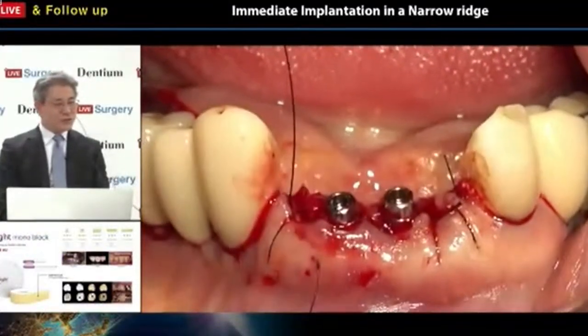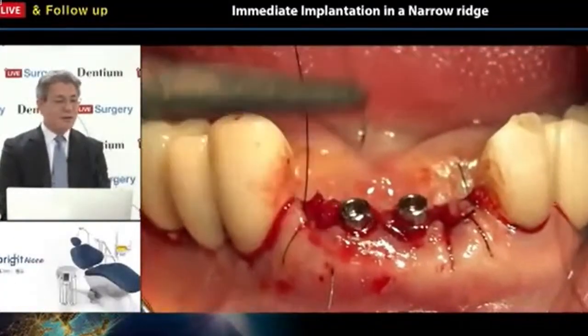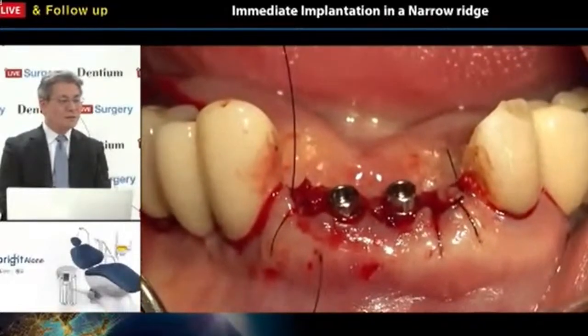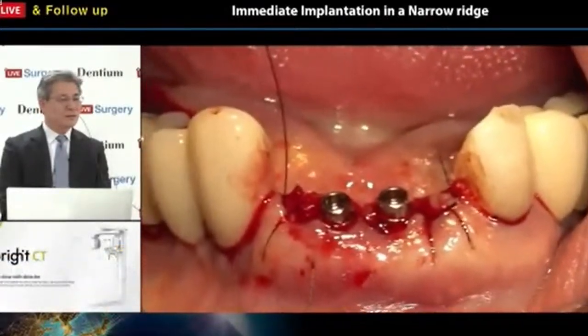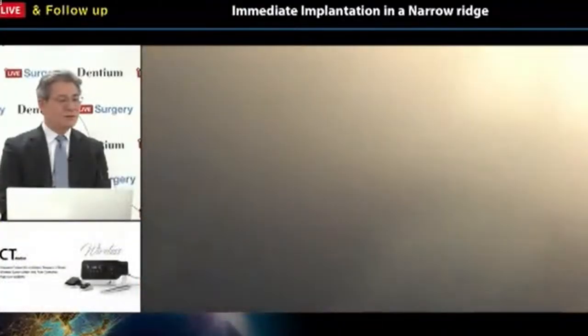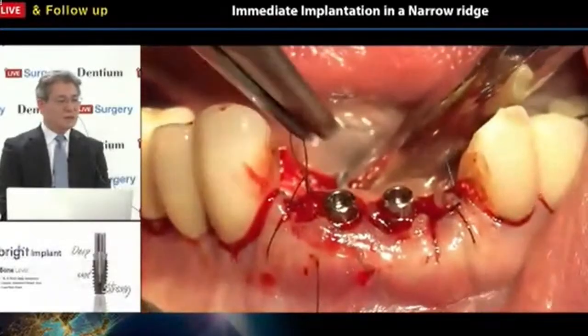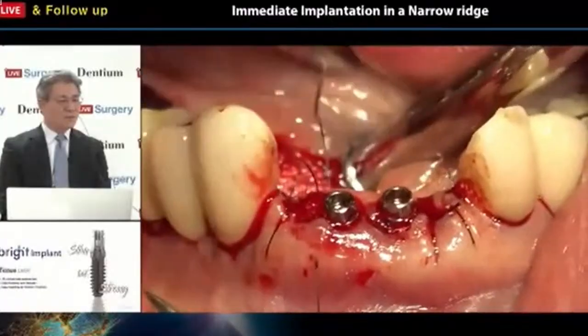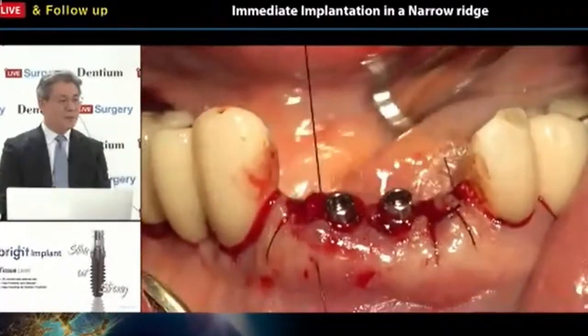Actually, there's a suture, the cross suture, right? The cross suture was done on this number 42 socket area.